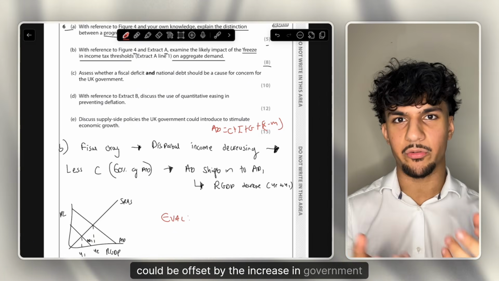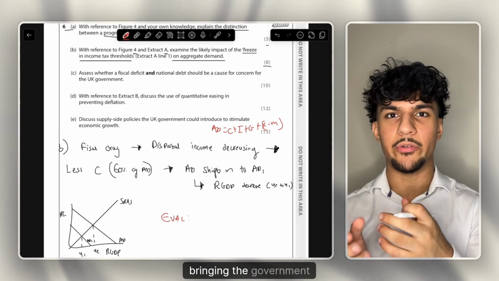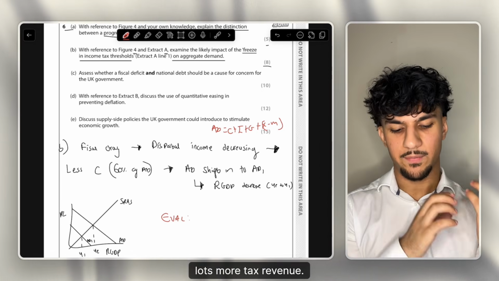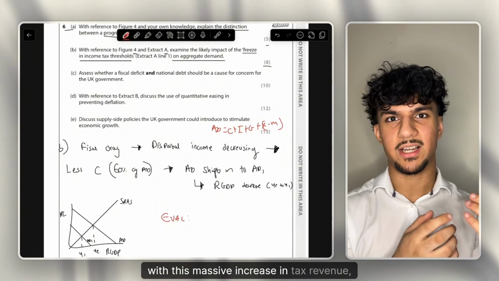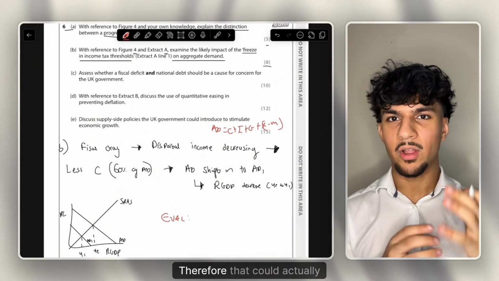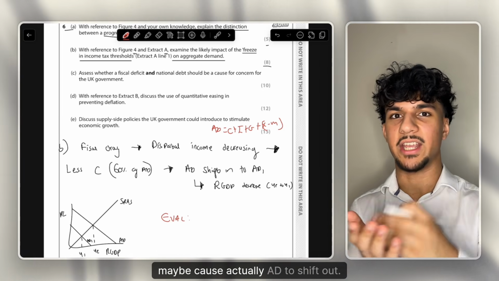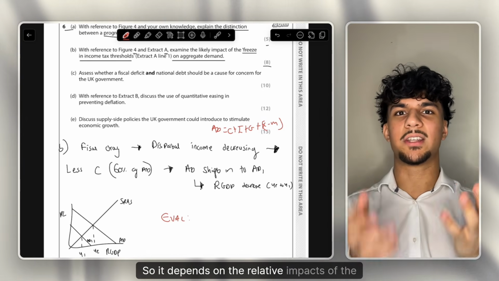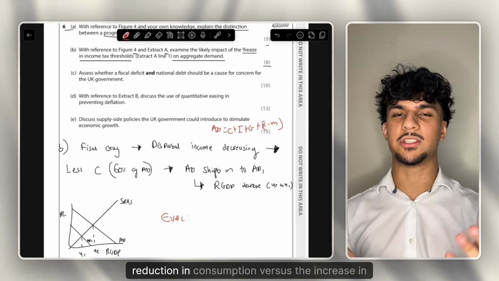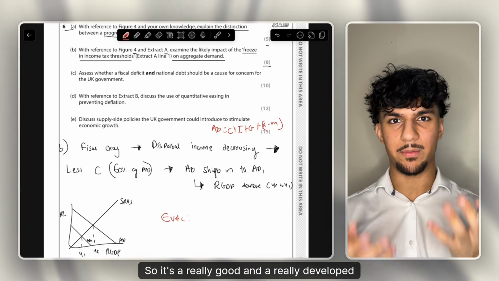by the increase in government spending. Since this fiscal drag phenomenon is bringing the government lots more tax revenue, with this massive increase in tax revenue they could pump a lot more government spending into the economy. That could reduce the effect on AD, maybe even cause AD to shift out. So it depends on the relative impacts of the reduction in consumption versus the increase in government spending. It's a really good and really developed evaluation point.